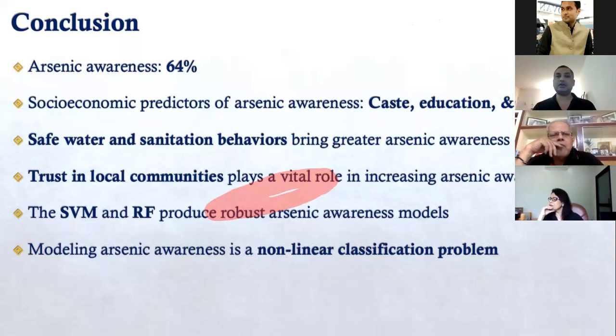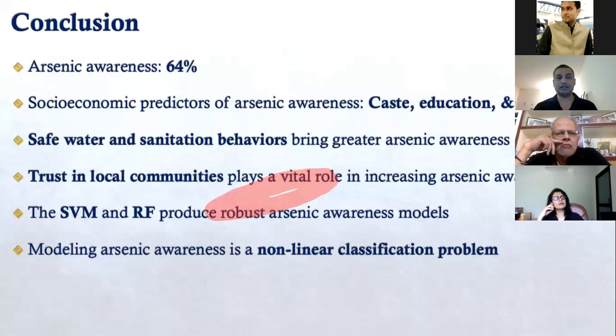In this study, several predictors were introduced for the first time, and caste was definitely one of them. After that, trust and social capital came out as another important predictor: people who have trust in local communities and institutions have higher arsenic awareness. That was one of the important conclusions that came out of the study.